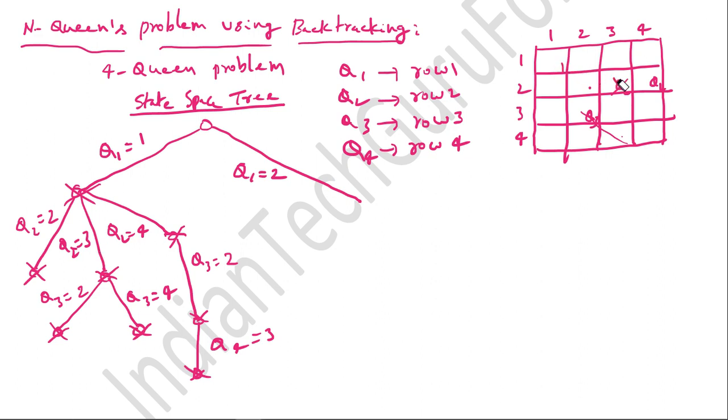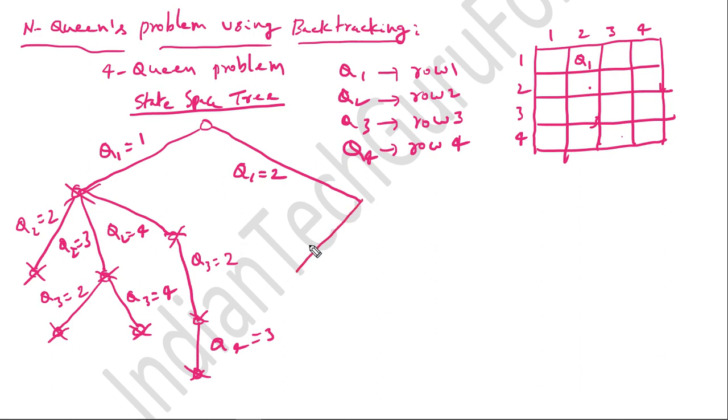So I will be removing these values. Now, let us start with Q1 in location 2, column 2, Q1 here. And whenever Q1 is in location 2, what are the leftover places?